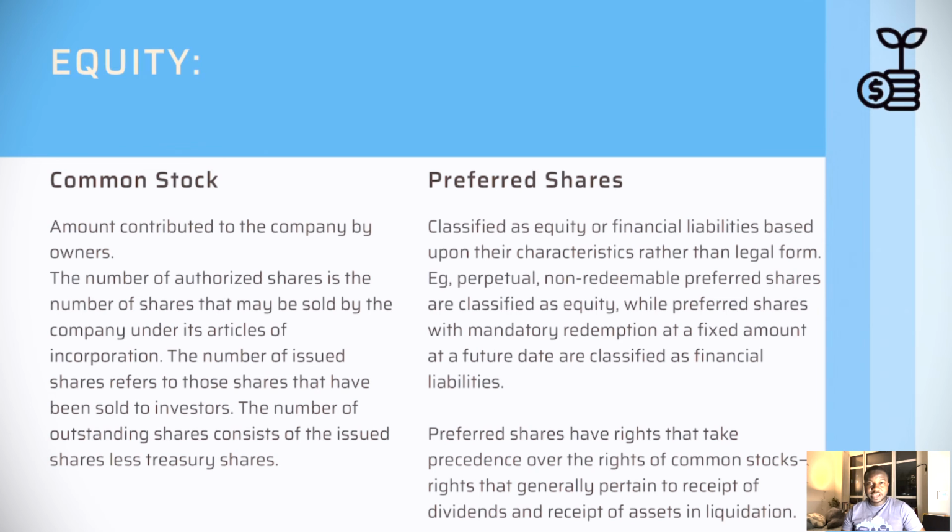Next is preferred shares. These can be classified as either equity or liability based on their characteristics rather than their legal form. For example, perpetually non-redeemable preferred shares are characterized as equity, while preferred shares with a mandatory redemption at a fixed price are classified as liabilities. Preferred shares take precedence over common shares when it comes to dividend payment or receipt of assets in liquidation.